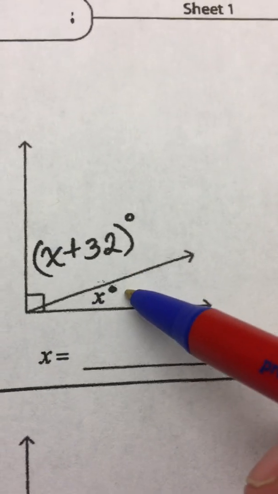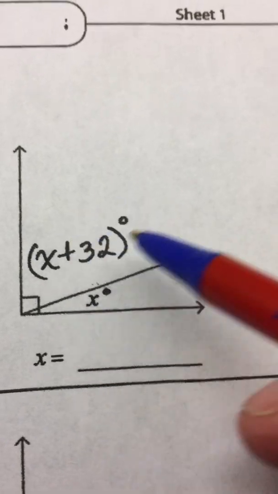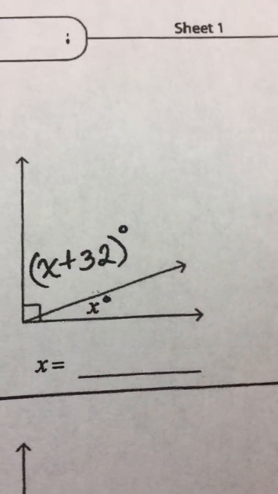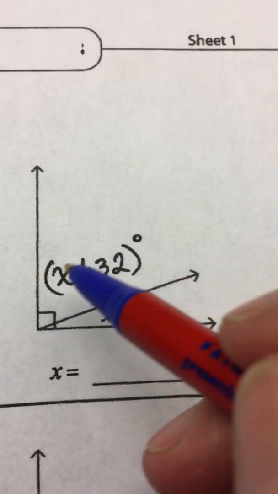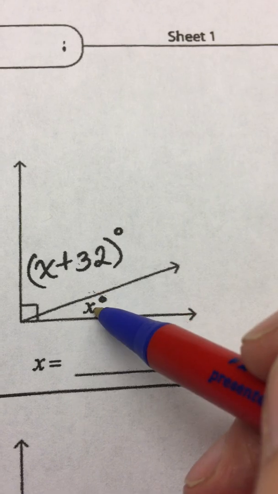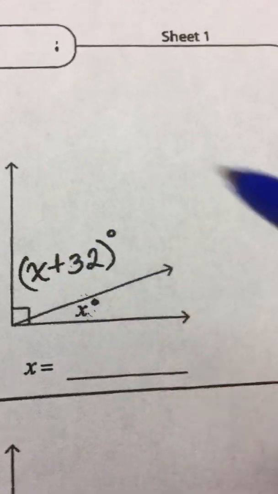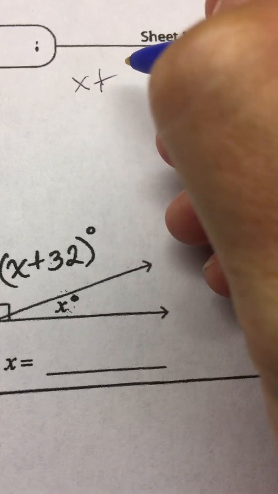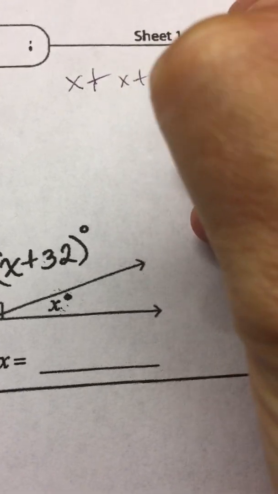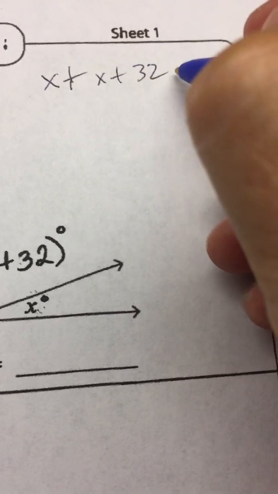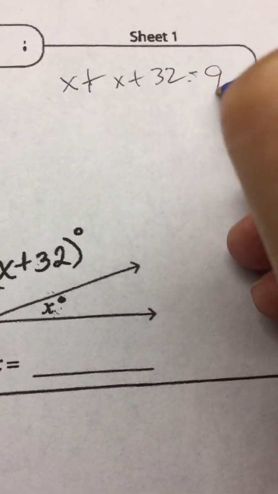But this one, to find x, I need to know what this angle is, and they did not give me that angle. So the only way I can find x is if I make an equation, because they didn't give me an equation. These two angles are complementary, meaning they add up to 90 degrees. So this plus this equals 90. That's the equation you can make. X plus 32. That's the first angle plus the second angle equals 90.